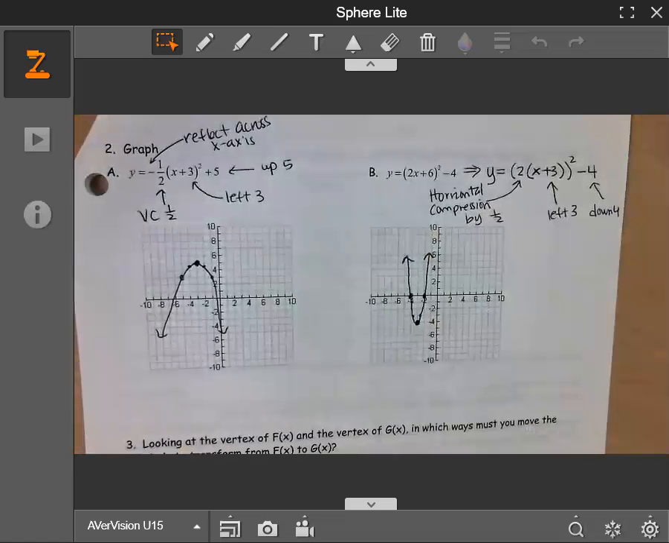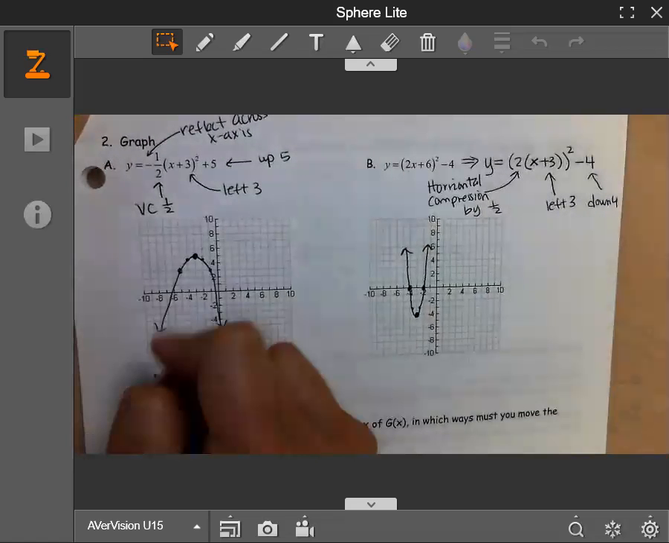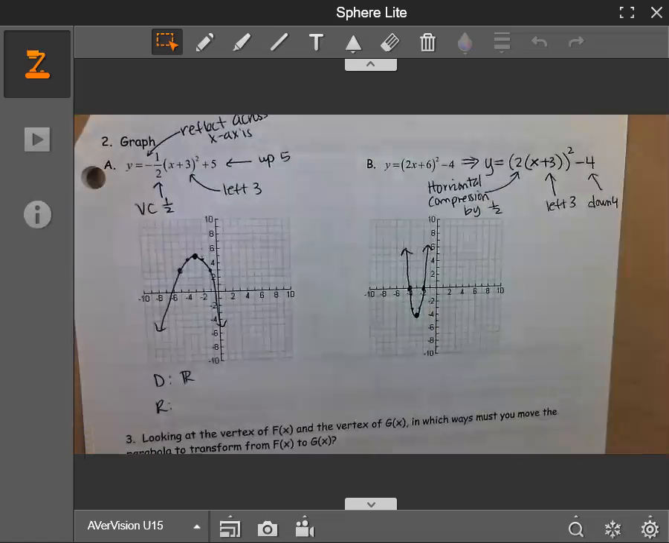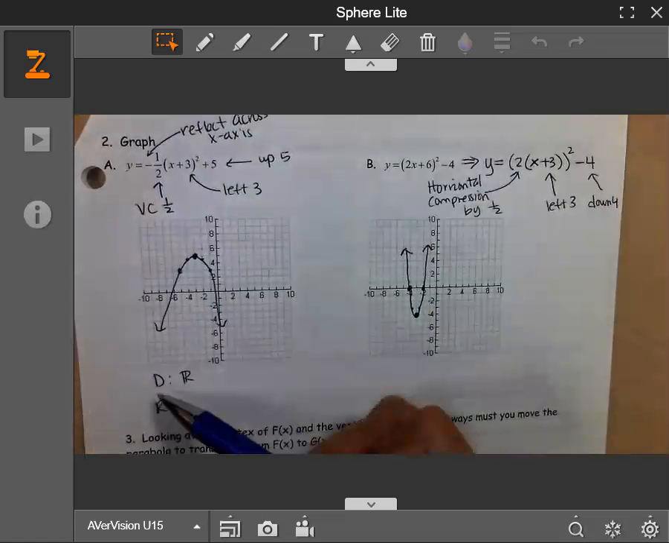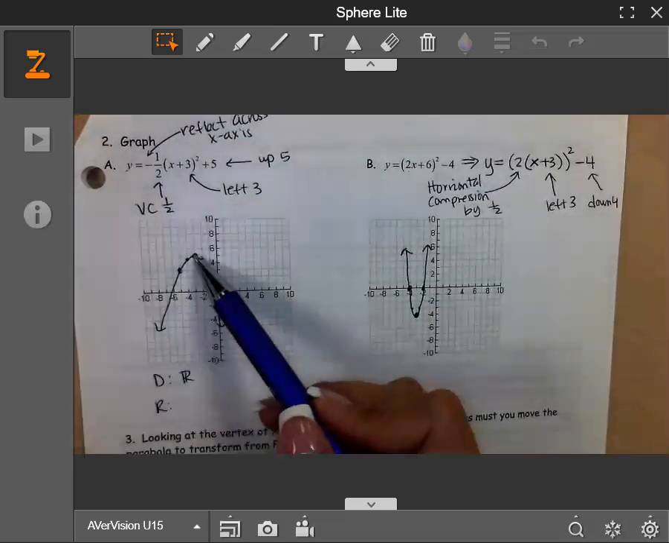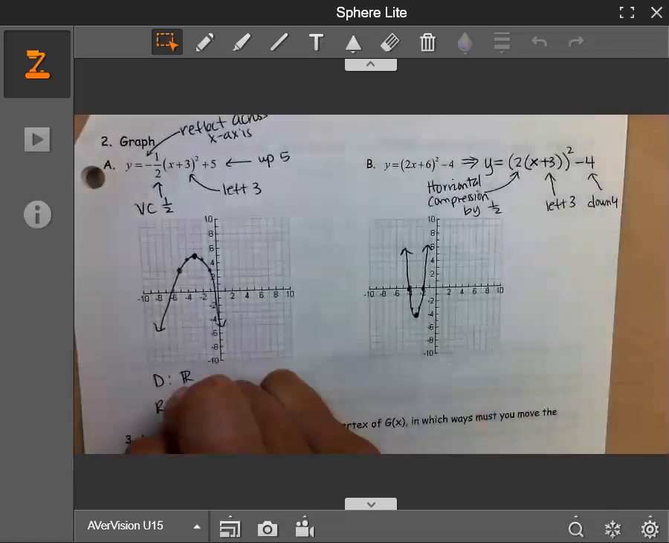I'm going to quickly do the domain and range with these just so that you can think about that. We said the domain is all real numbers for quadratics because it goes all the way to the left and all the way to the right. For our range on this one, it is coming from -infinity up to this point right here, which is at 5. So we would say -infinity to 5.